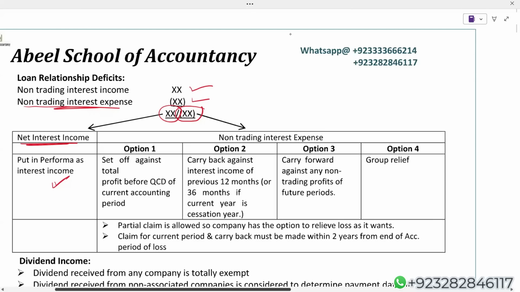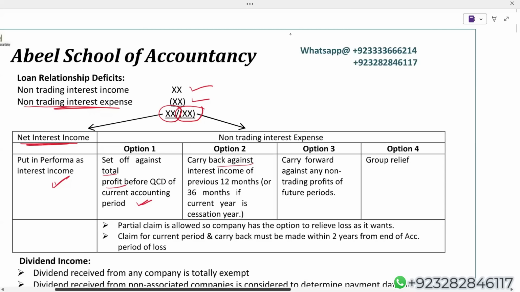Option 1, set off against the total profit before qualifying charitable donation in the current period. If you have a deficit, one of the options is that you can utilize that deficit against the current accounting period's total profit before qualifying charitable donation. Another possibility is carry back against interest income. This is important, student. Look at this. In the current year, what is happening? Set off against the total profit before qualifying charitable donation in the current period.